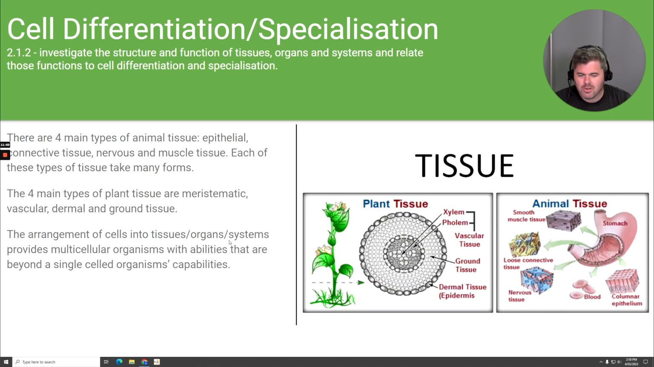The arrangement of cells into tissues, organs, and systems provides multicellular organisms with abilities that are beyond a single-celled organism's capability. A single-celled organism looks at a job and says, oh wow, I couldn't possibly do that on my own. A multicellular organism goes, don't worry, I've got my mates with me. We can work together to achieve this goal that the single-celled organism couldn't.